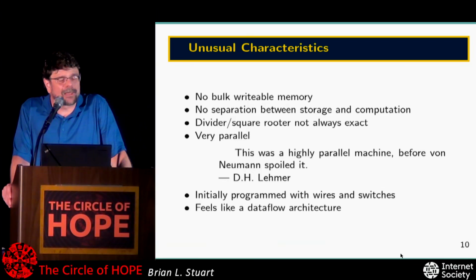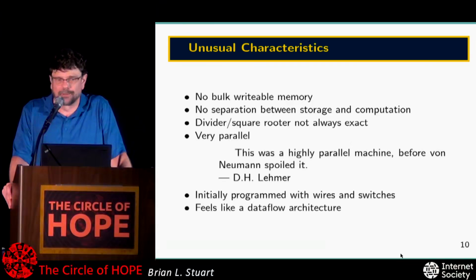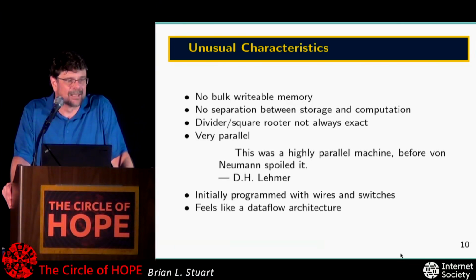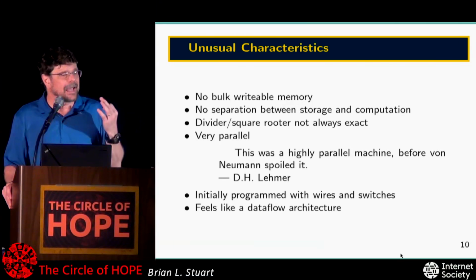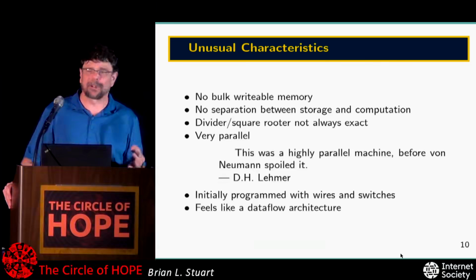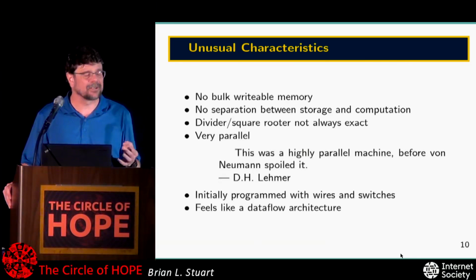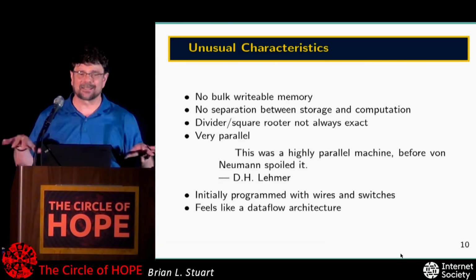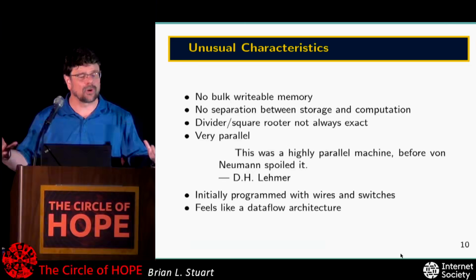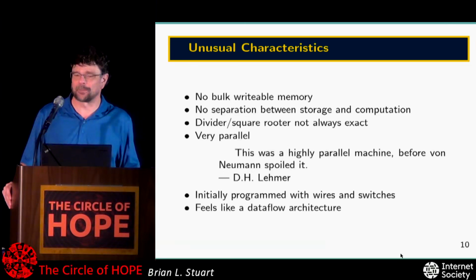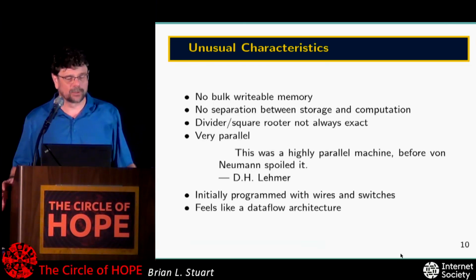Lehmer is a mathematician who did a number theoretic project on the machine in the summer of '46. It was oriented around prime numbers. And he actually tested the prime numbers in parallel. He did a sieve of Eratosthenes in parallel, testing divisors. So he wasn't too happy when they switched over to the sequential instruction mode of operation. So as he put it, von Neumann spoiled it.